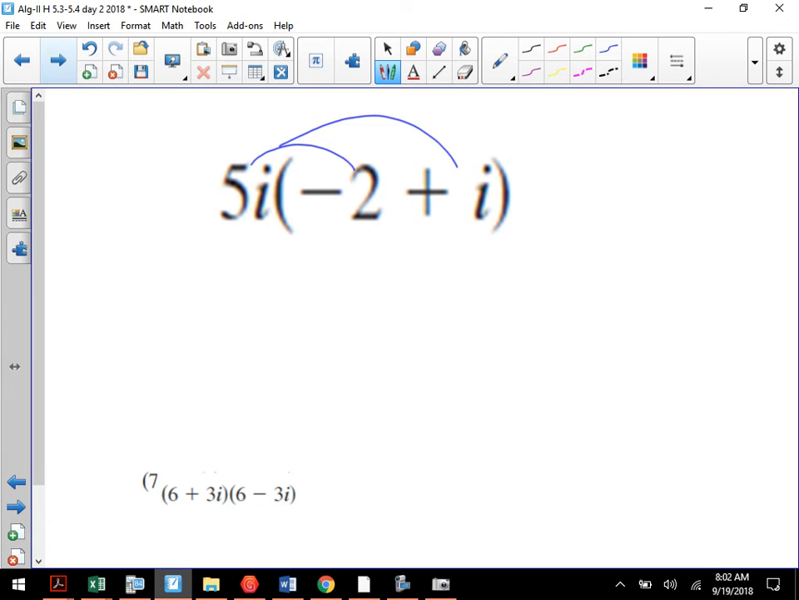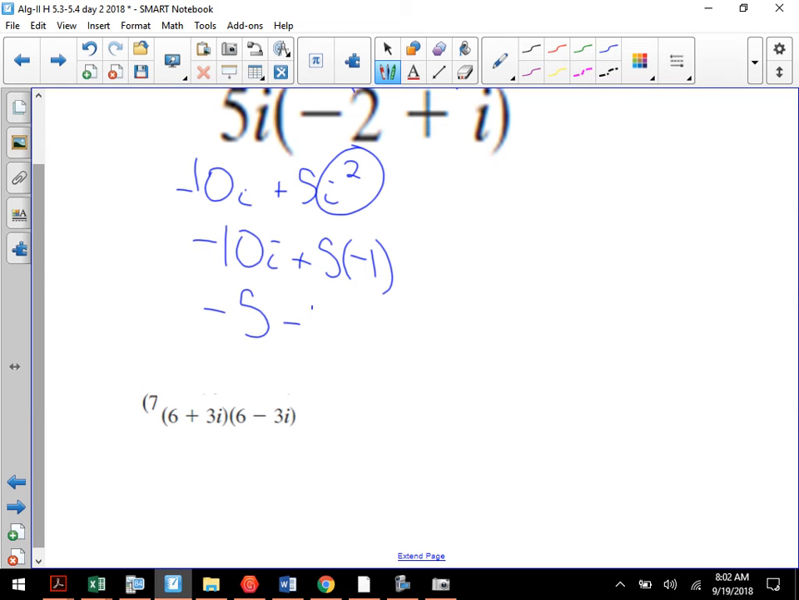So 5i times negative 2 is negative 10i. What's 5i times i? 5i squared. Good. Now here's the thing. What's i squared equal to? Negative 1. Yeah. So this is where it happens. When you have an i squared, you have to remember that it's 5 times negative 1, which means my answer would be negative 5 minus 10i. Because when I simplify that, it's got to go in front. Okay? Because the rule is real numbers first.